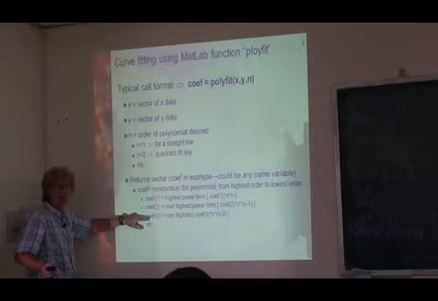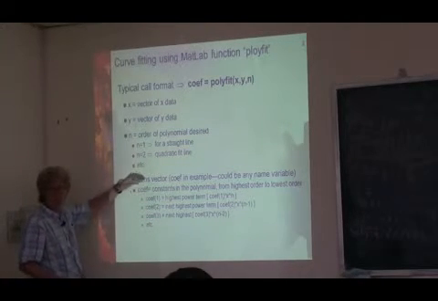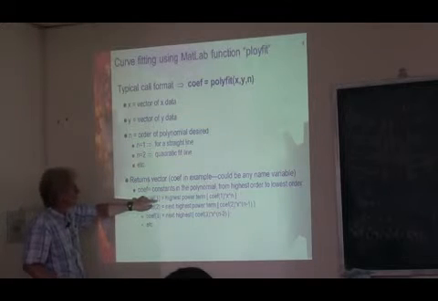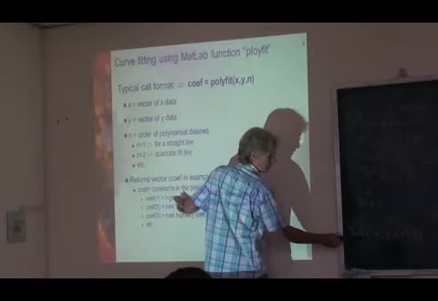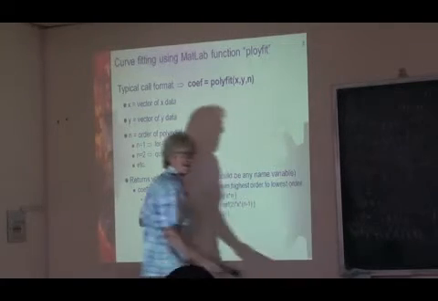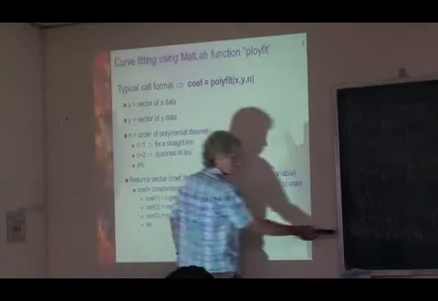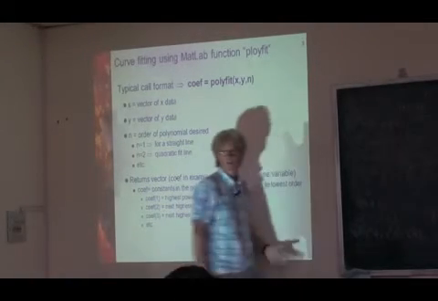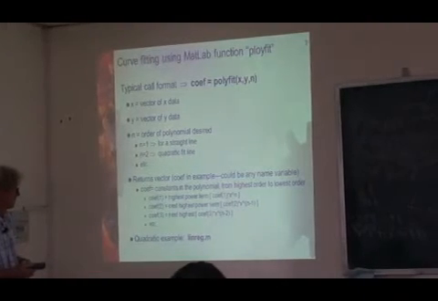And really the only way you can screw this up is if you got the order wrong. So when that vector comes back, the first one goes with the highest power. So the first one that comes back would be D or C or A. The next one is the next highest power. So if it was third order, the next one would be C, and so on. Okay?